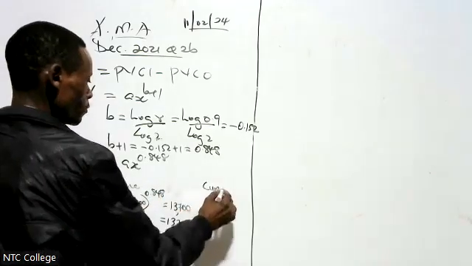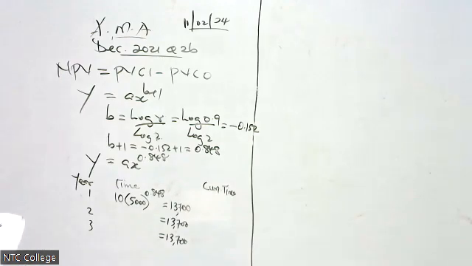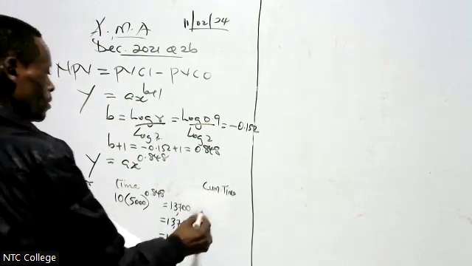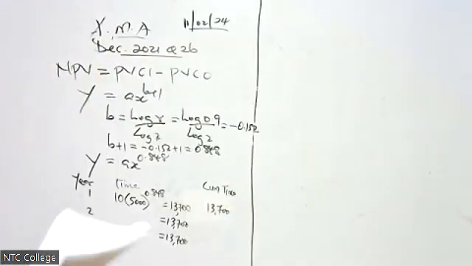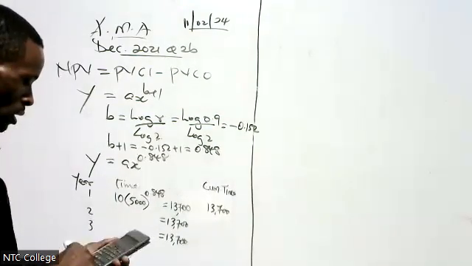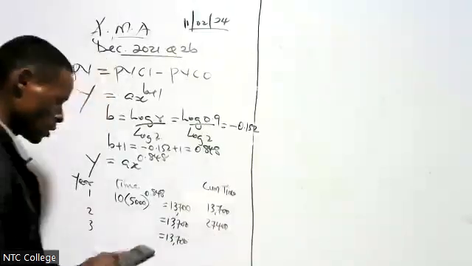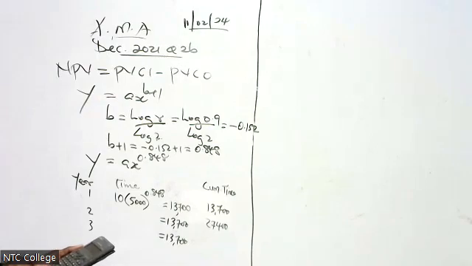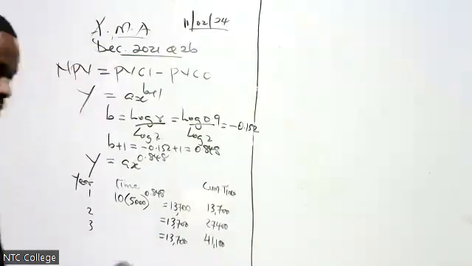Then we come to cumulative time. Let us have the cumulative time. The first one I have 13,700. Now just go with the format. 13,700 plus 13,700 is 27,400. So there we have 27,400 cumulatively, and again probably 41,100. Good.